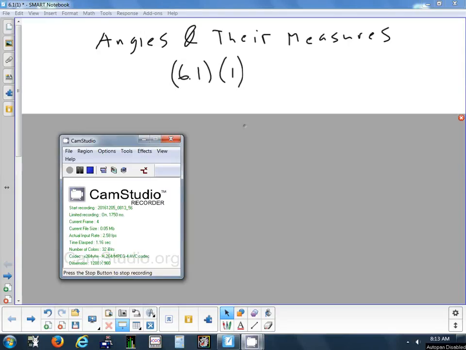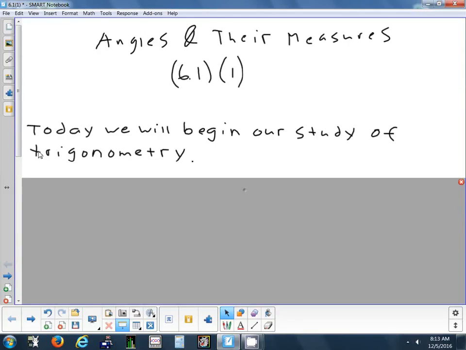All right, so we're going to start looking at trigonometry. Okay, trig is going to go up through chapter 8. And before we start, I just kind of want to take a look at that word, trigonometry, and break it down and see if we can figure out what it means.